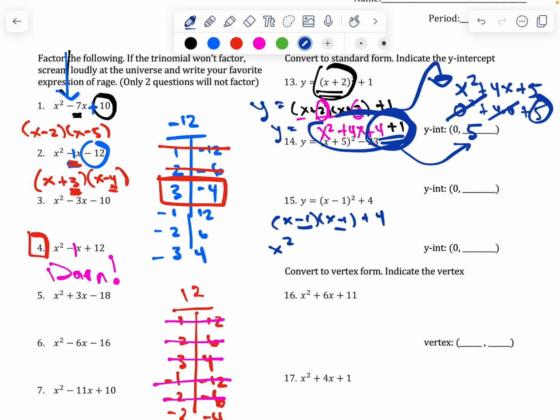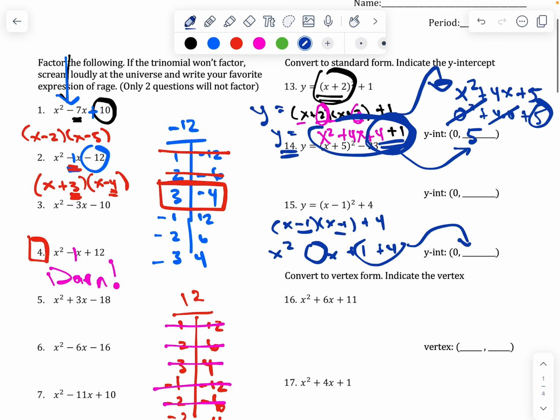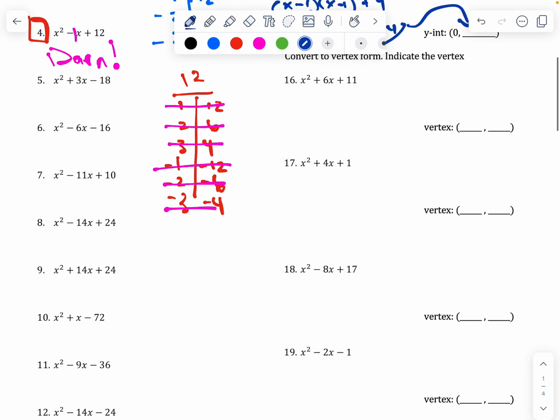Add up -1. -1 is going to go there with an x, multiply them. It's going to be plus 1 plus the 4. Add that up, drop it in there. Okay, and also 14. Don't forget 14. Okay, converting into vertex form.